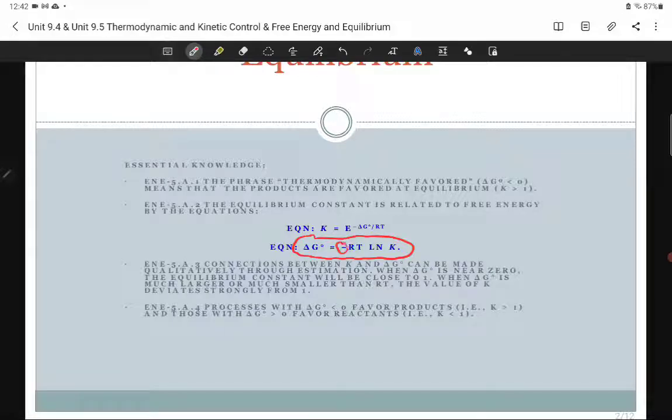But there's a little negative there, and basically what this is going to mean is that if you have a delta G that's positive, you'll have a K that's negative. If you have a delta G that's negative, you'll have a K that's positive.